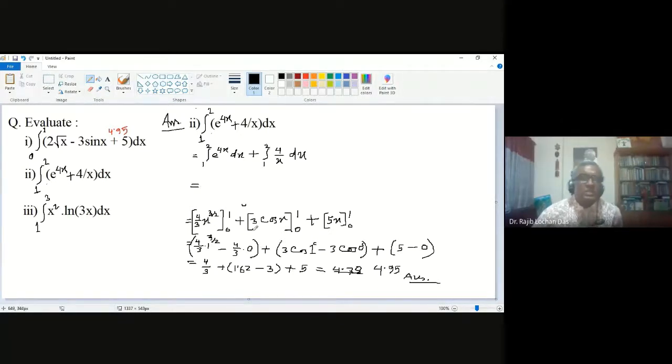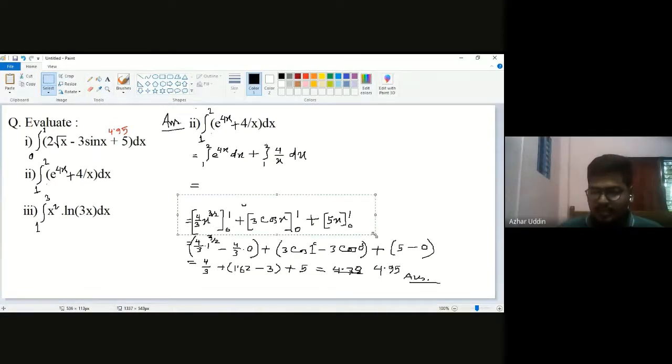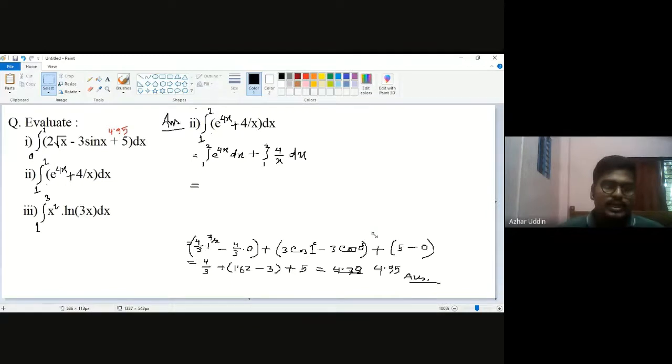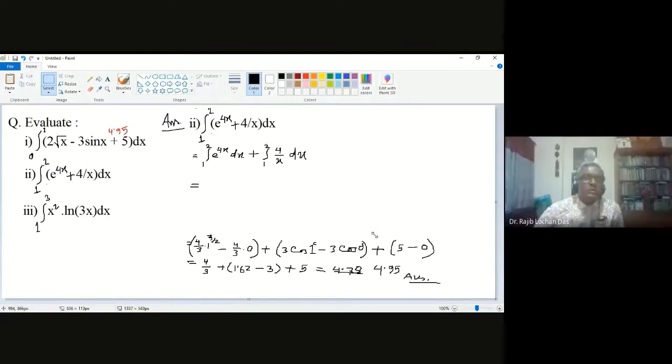So what is the first answer? Sir, e to the power 4x by 4x. No sir, e to the power 4x by 4. Yes, correct. It will be d/dx of 4x, and d/dx of 4x is only 4. So we are doing e to the power 4x because of the formula, and then d/dx of 4x, because this is a function of a function situation. So 1 and 2 are the x value range.